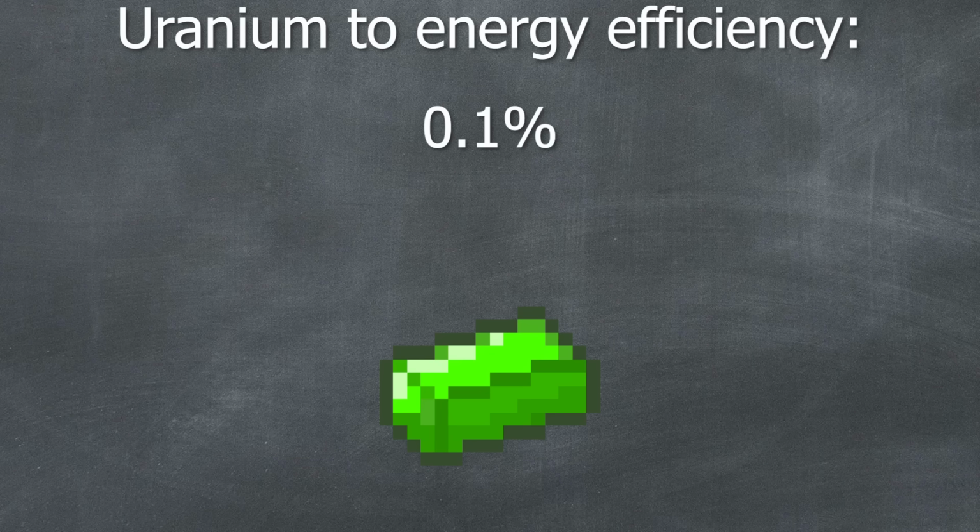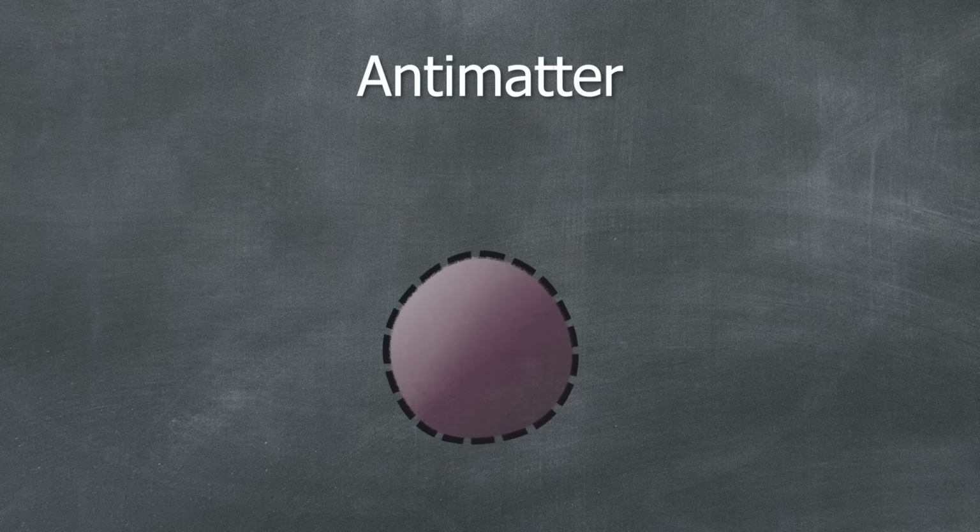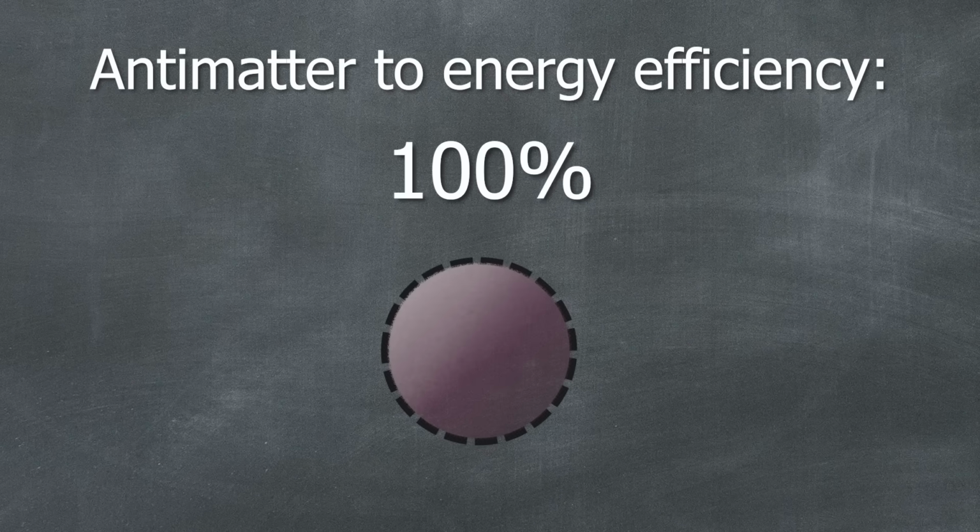Uranium has an efficiency of 0.1%, which although much higher is still not much mass getting converted into energy. This is where antimatter is interesting, because it has an efficiency of 100%. But unfortunately it currently requires way more energy to make antimatter than you get out of it.